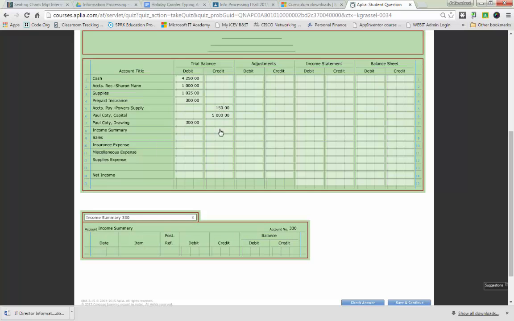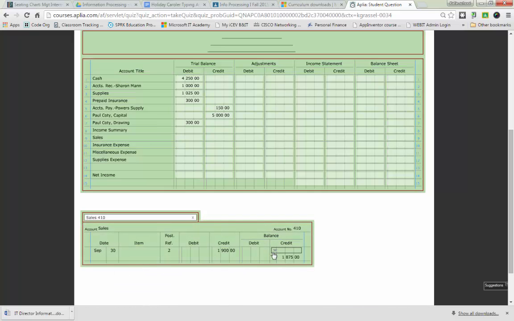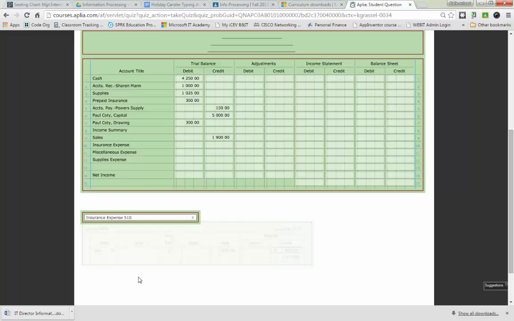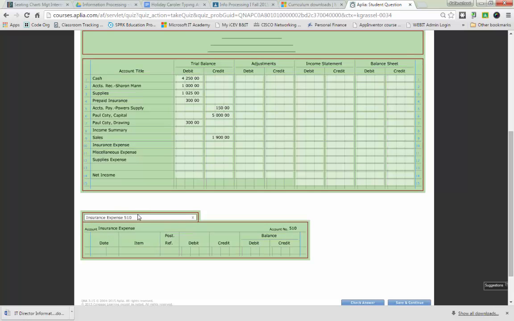Income summary has nothing. Checking still to make sure they didn't have anything in there, so I'm going to leave that blank on my worksheet. Go to sales. I don't know what they did there. Can't even say it's a math mistake. They just wrote the wrong number. Make sure sales goes in as a credit. Insurance expense should have nothing.